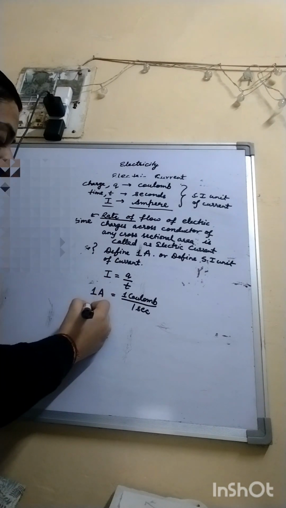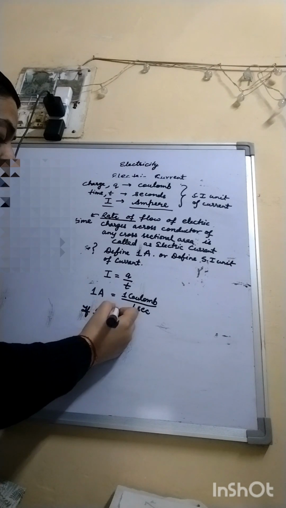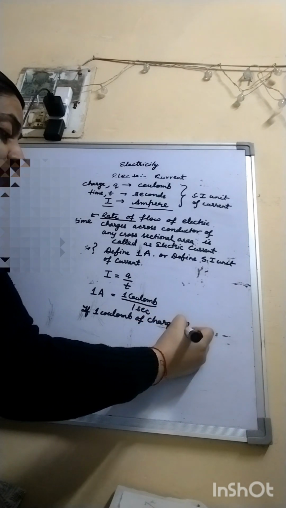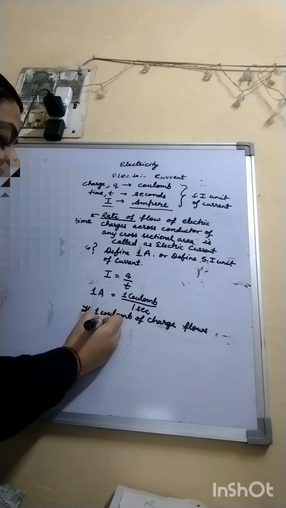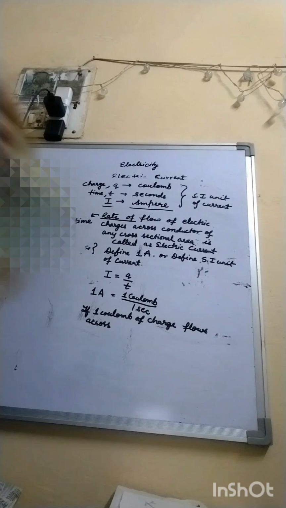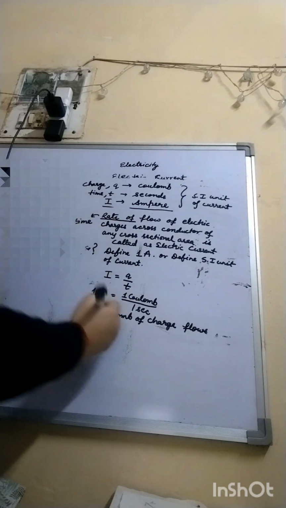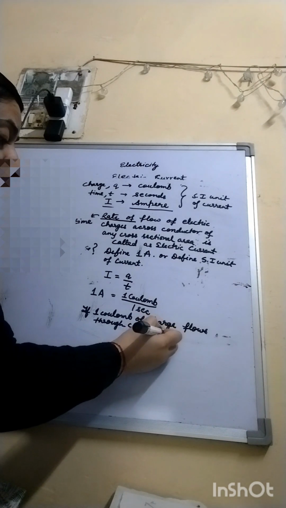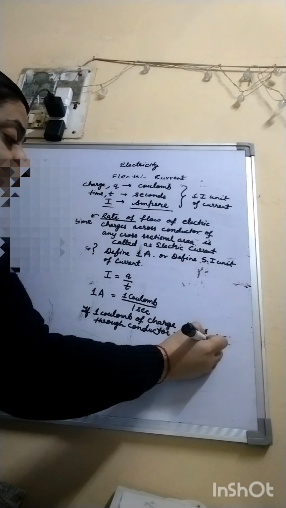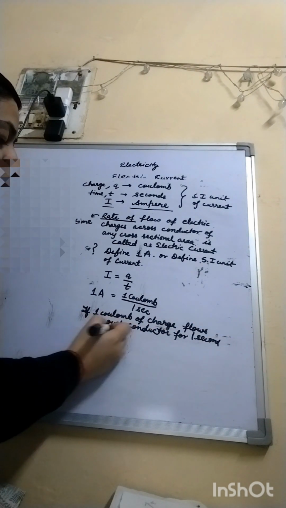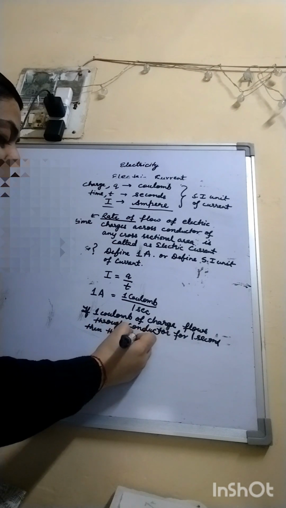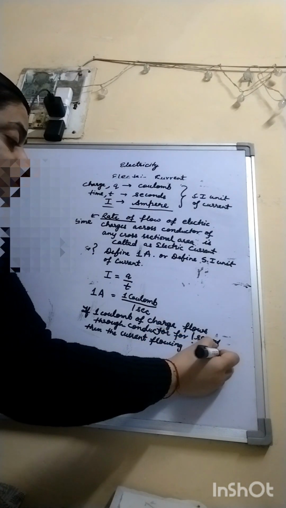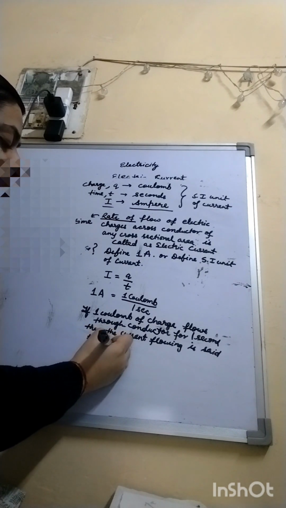So how would you define? If 1 coulomb of charge flows through a conductor for 1 second, then the current flowing is said to be 1 ampere.